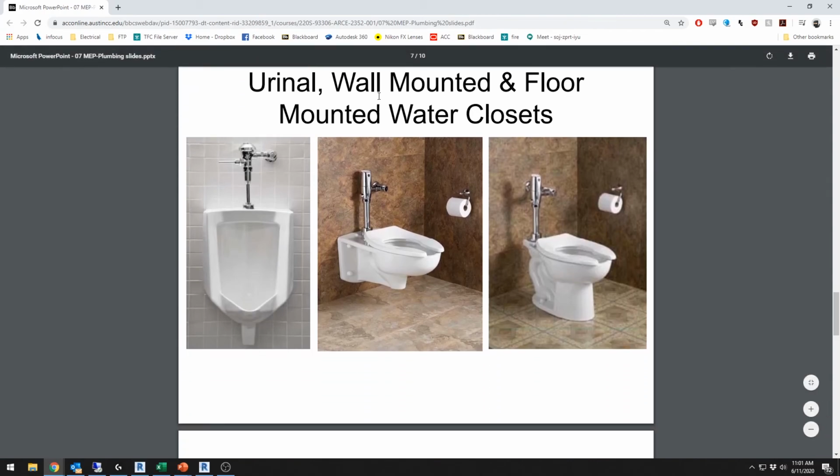Next, you have urinal, wall-mounted, and floor-mounted water closets. So these are your standard or typical toilets in commercial settings. This one is just mounted to the wall. This is just mounted to the floor.